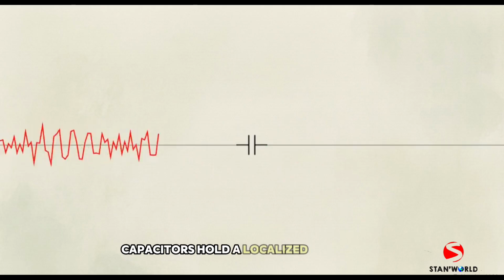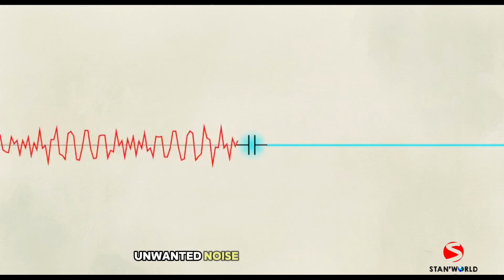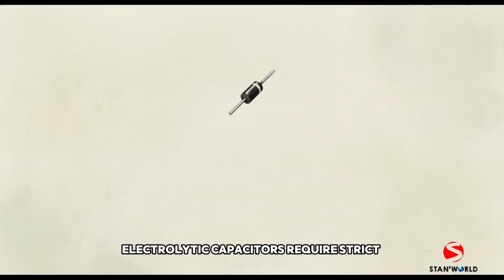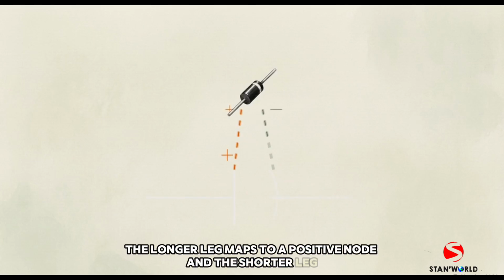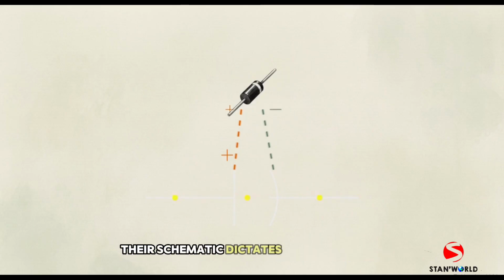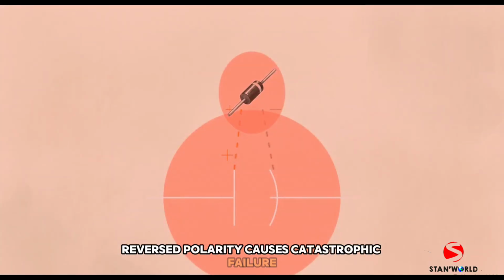Capacitors hold a localized electrical charge and release it to filter out rapid, unwanted noise in the power supply. There are 2 primary variants: high-capacity electrolytic capacitors and low-capacity ceramic capacitors. Electrolytic capacitors require strict polarization. The longer leg maps to a positive node, and the shorter leg, marked by a gray stripe, maps to negative. Their schematic dictates current flows from the positive flat line to the negative curved line. Reversed polarity causes catastrophic failure.